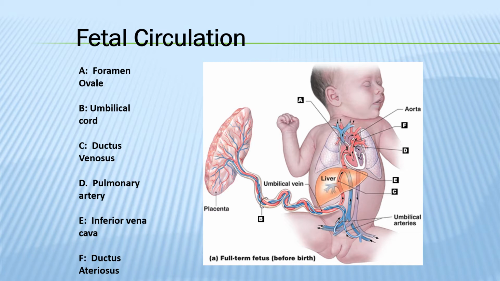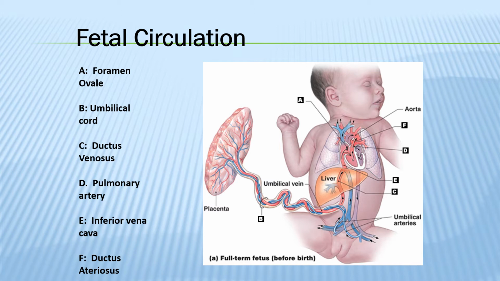Right here you see our first shunt, and it's labeled letter C on your picture. It's called the ductus venosus. At this point, 50% of the blood entering the fetus goes to the liver, the other 50% continues on up the inferior vena cava to the heart. The 50% that went to the liver joins back to the inferior vena cava, and it eventually goes to the heart as well.